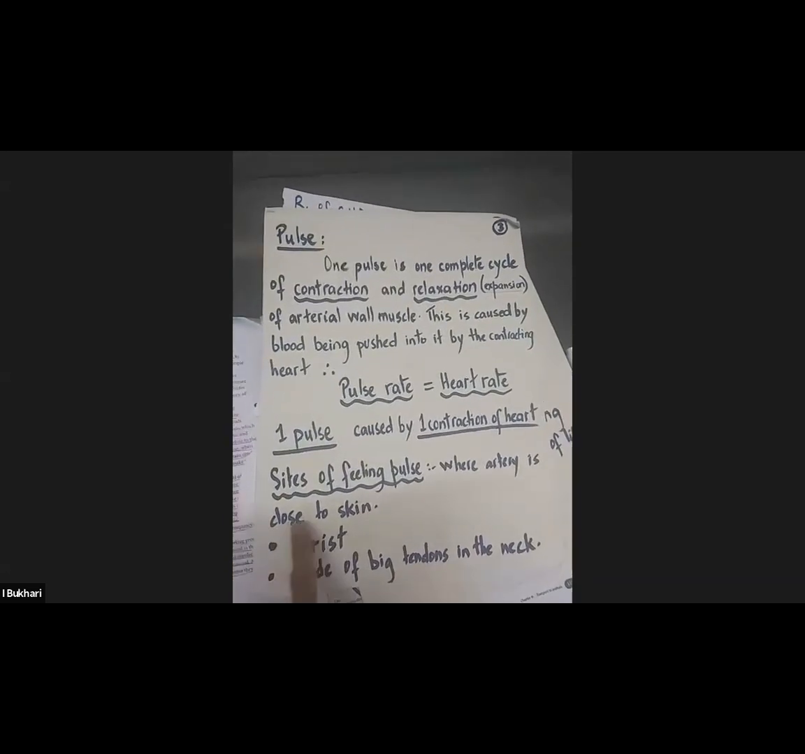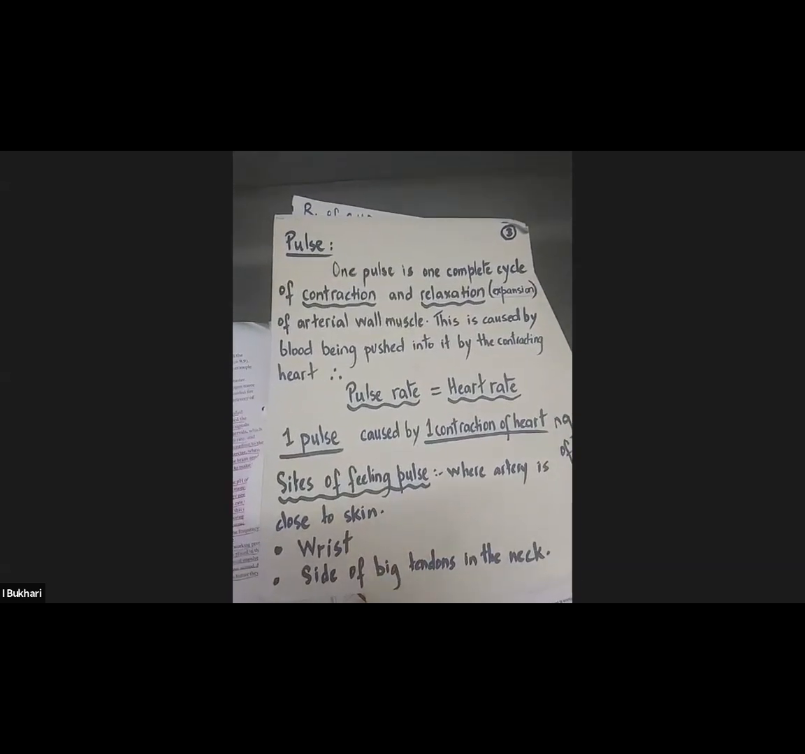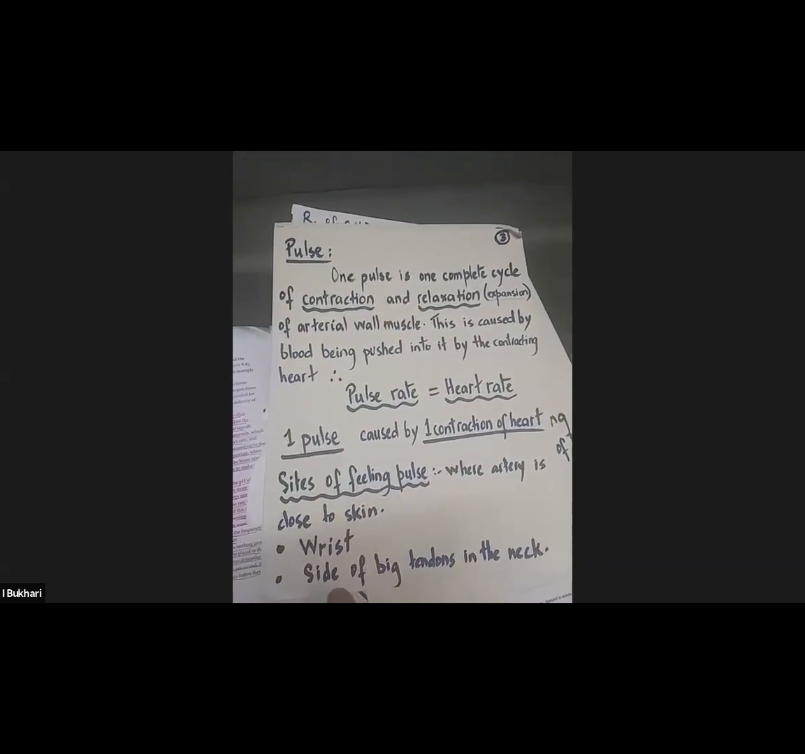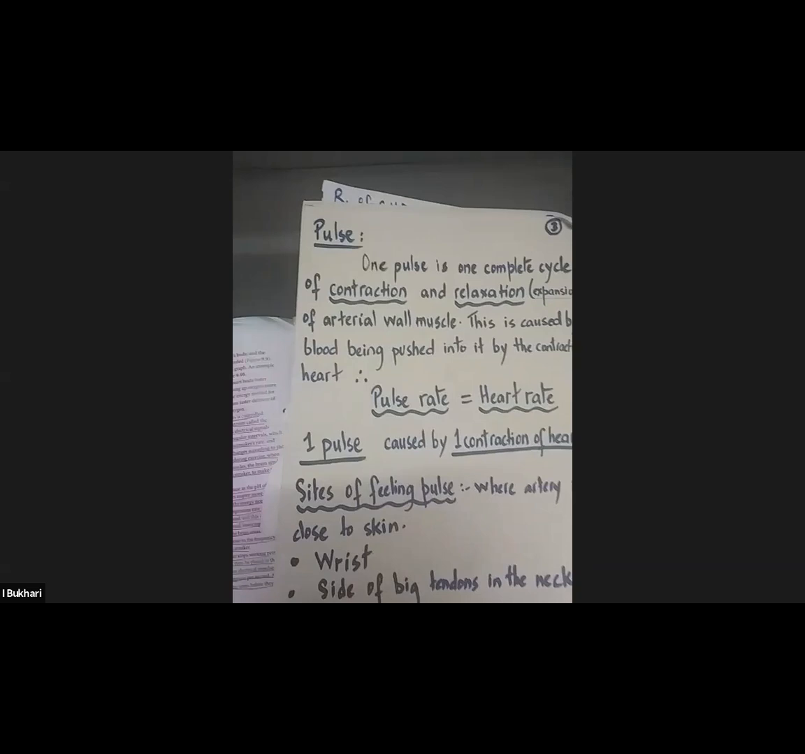Now, what are the sites of feeling pulse? Any site where the artery is close to the skin. Okay, common places are the wrist and the side of the big tendons in the neck. I got a picture for you, this one. Look at this. This is how you feel the pulse on the wrist or in your neck, right next to the tendons. You know, when you turn your neck, when you move your head, there are tendons which harden in your neck. I don't know if you're getting what I'm saying. So just on the inner side of those tendons.